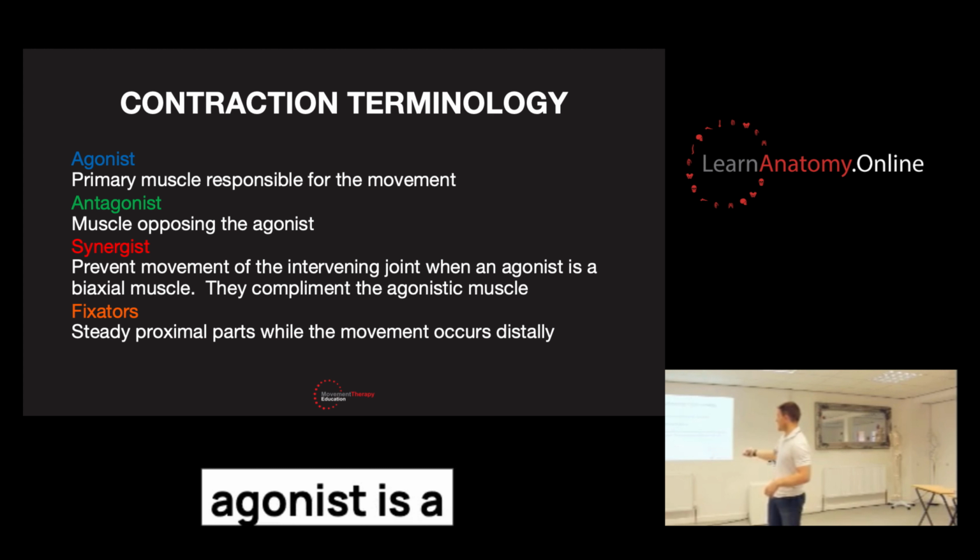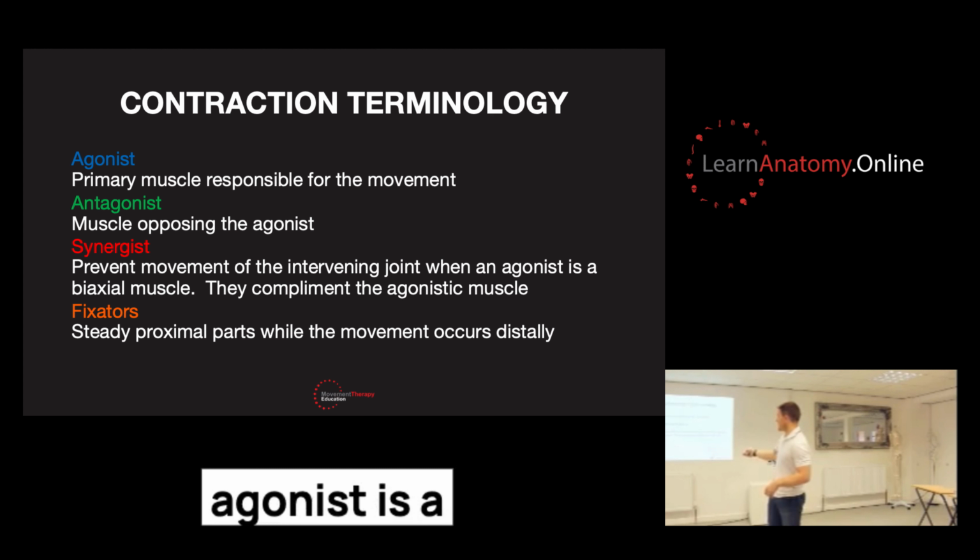Now these are really important terms as well. An agonist is the main muscle doing the movement. In that example of a bicep curl, the bicep muscle, the muscle on the front of the arm, is the one doing most of the work. So that is the agonist muscle, the prime mover muscle.